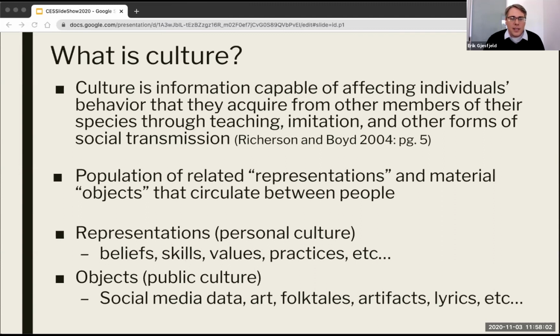That may be social media data, that may be art, that may be folktales, as Joe Stubbersfield talked about a few weeks ago, artifacts, song lyrics. There's a number of different types of cultural data that fall in this domain of material objects or public culture. And it's really this latter set of objects of public culture that we want to focus on and try to develop methodological approaches to examine this type of data.